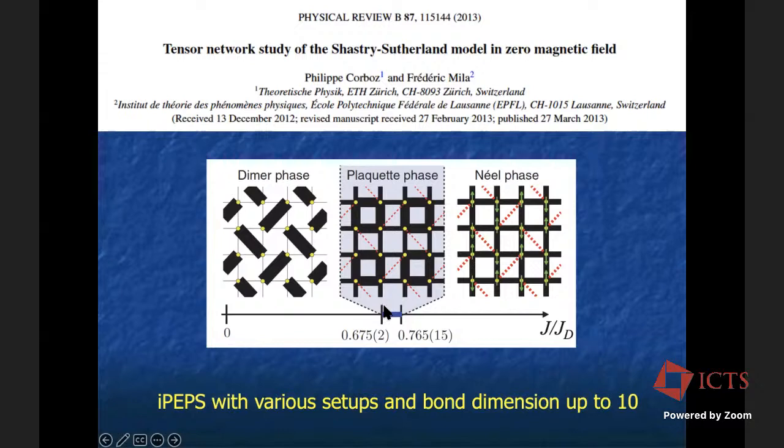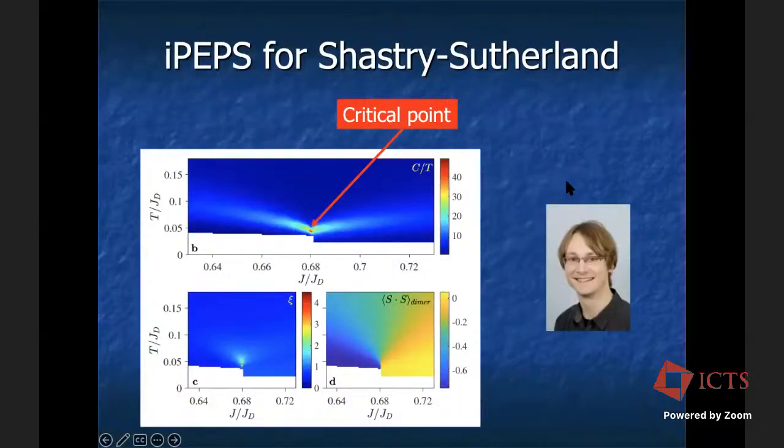And this is what has been attempted by Philippe Corbeau using iPEPS. And the result is exactly what we were hoping for. There is a critical point in that system. There are some technical problems, so it's not possible to go to extremely low temperature, but please look at this scale. This is already extremely low. We're talking about the temperature, which is the basic coupling divided by 20 here. So it is already a very low temperature.